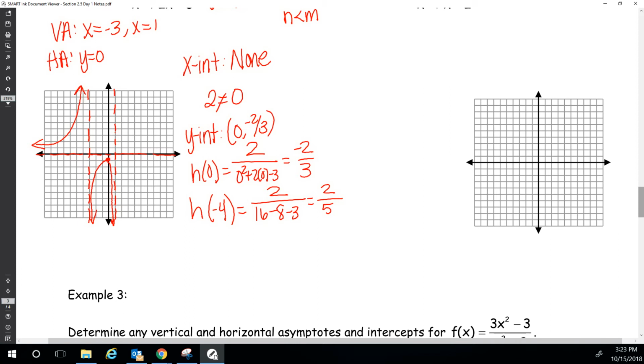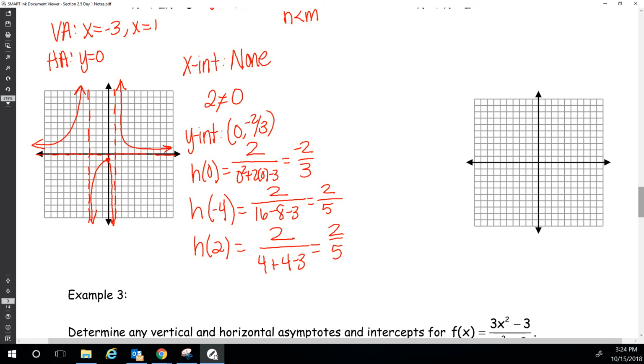And then let's pick something bigger than 1. Let's do 2. So h of 2 would be 2 over 2 squared is 4, plus 2 times 2 is 4, minus 3. So this would be 2 over 8 minus 3, which is 5. So 2/5, it is also positive right here.